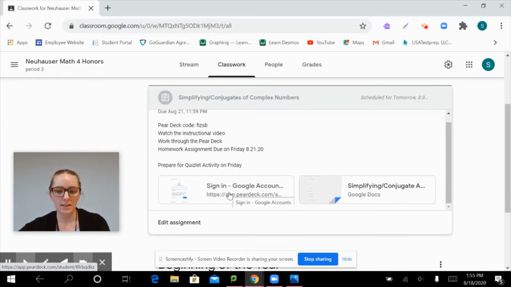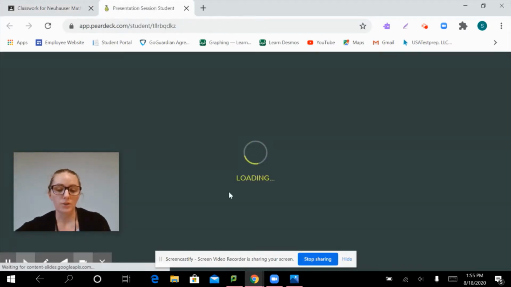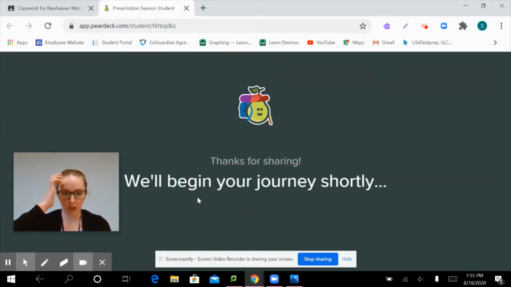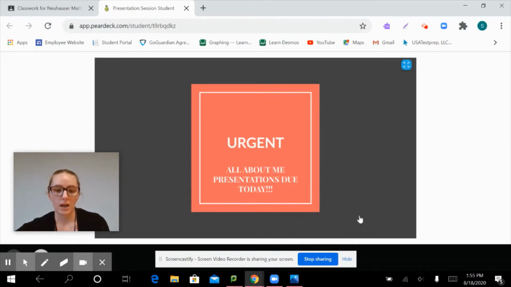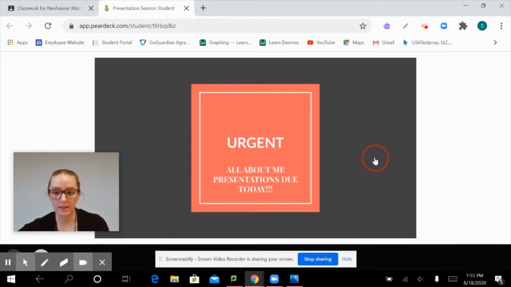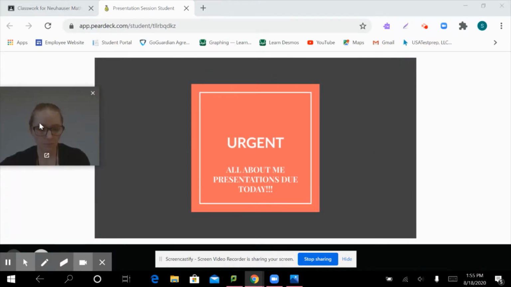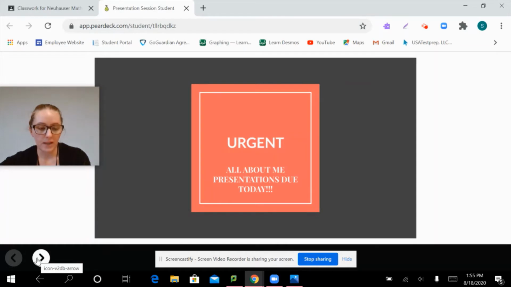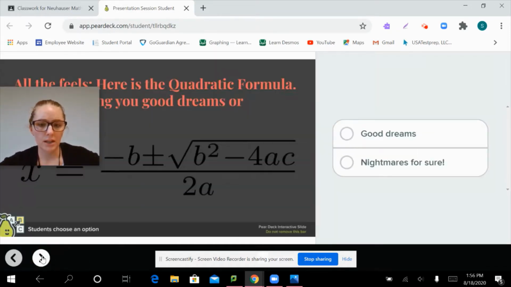Pear Deck has this nice thing where we can sign in using a link. So I am going to sign in. Click how you're feeling today. I'm always feeling good. Ready to go. Just a reminder that your presentations were due today, and that you hopefully did that already. Down here at the bottom is how you navigate your Pear Deck. See these arrows down here at the bottom? That's how you navigate the Pear Deck. So I'm going to just click through.